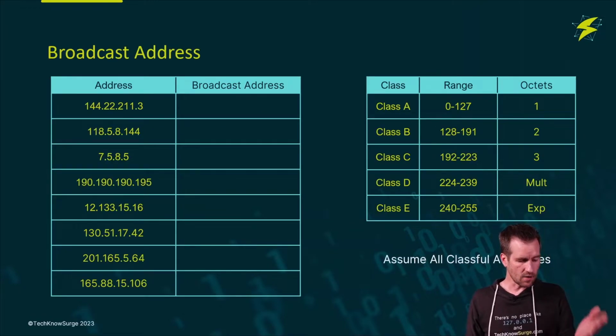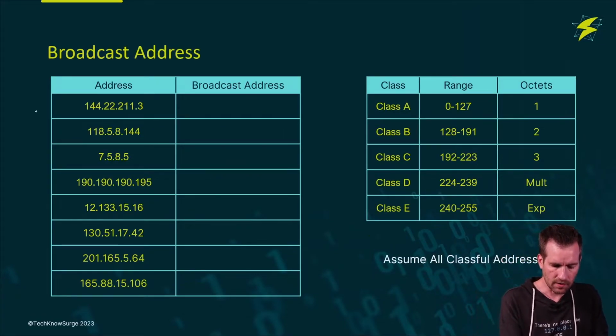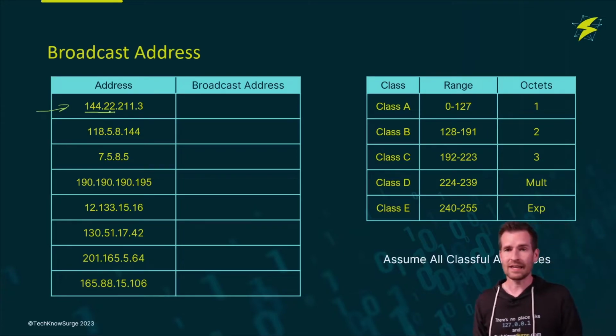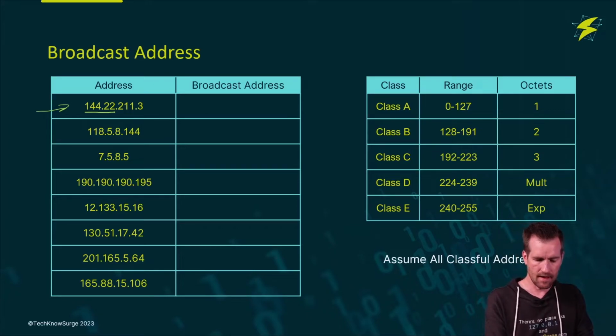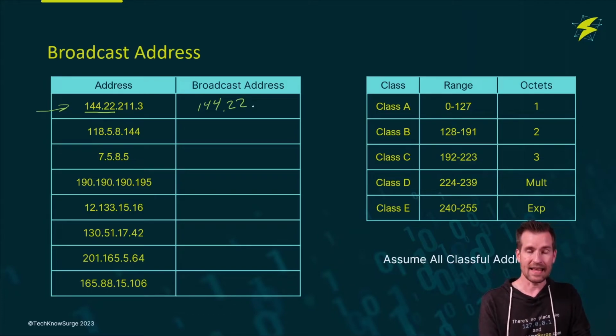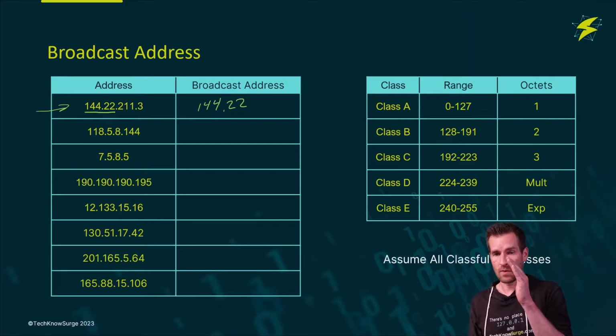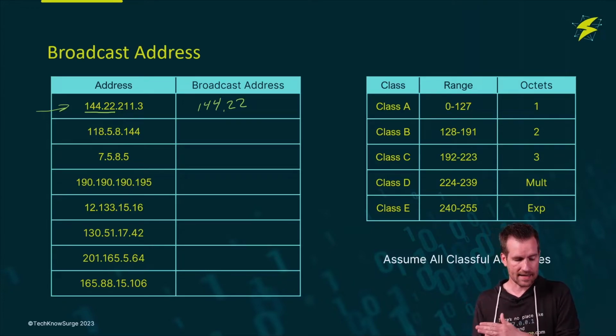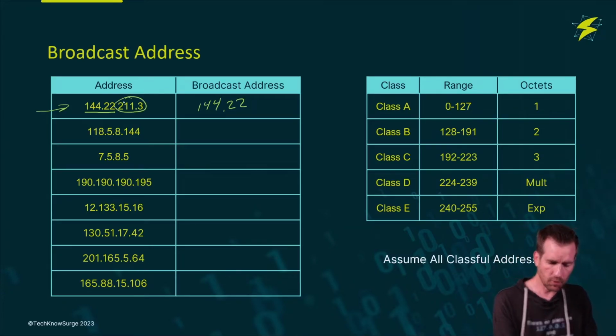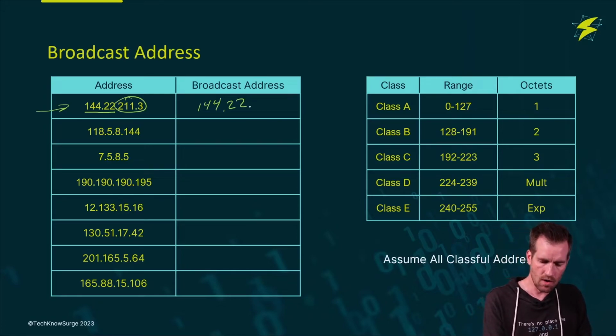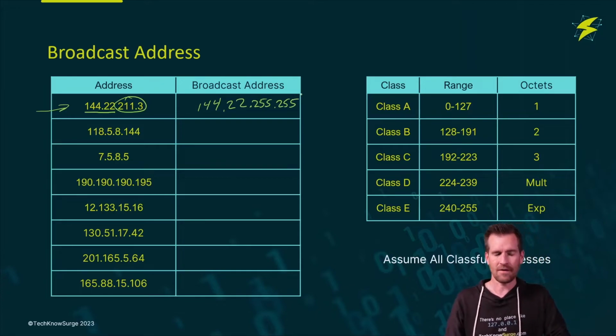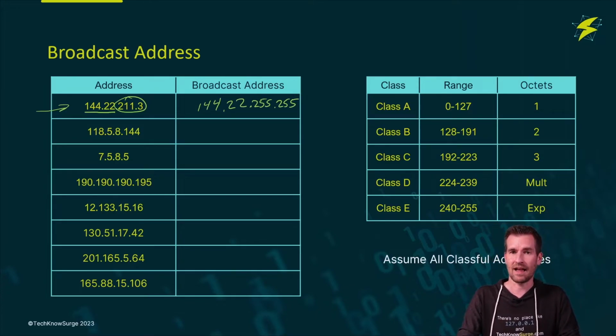All right, so here again, you can do this practice. I'm going to take a look at this. This is a class B, which means that the first two octets are the network portion of this. So I know that the broadcast address is going to start with 144.22, and then it's the last of this range. All of the host portions of this would be all ones. So it would be 255.255. And that's how I find the broadcast addresses of this range.